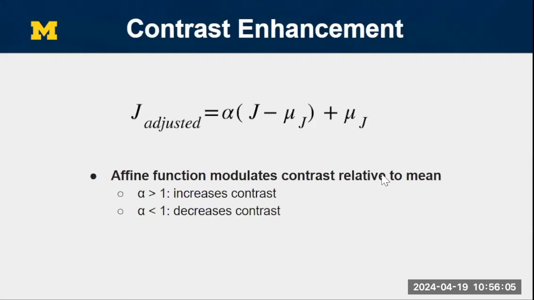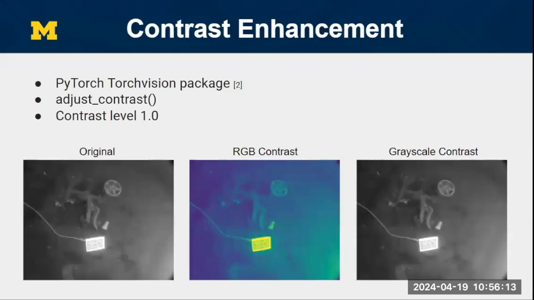As seen here, it is a simple affine transformation which scales the difference of brightness to the mean by a predetermined alpha amount. To do this, we employed a PyTorch contrast adjustment functionality. It adjusts the contrast of an image by scaling pixel values around a mean luminance. Contrasted images were generated in both grayscale and color, as seen in the bottom center and bottom right image.